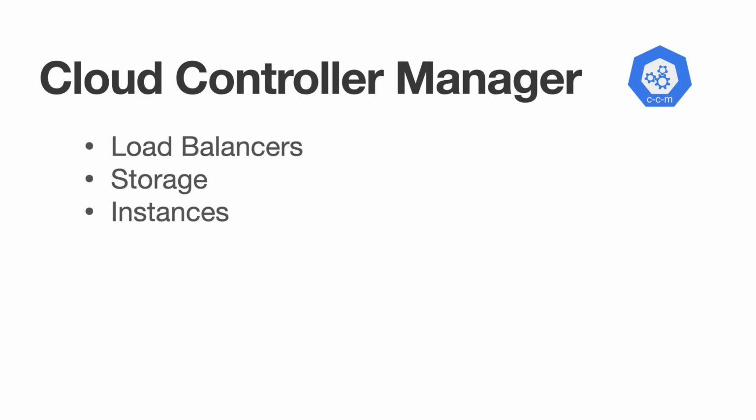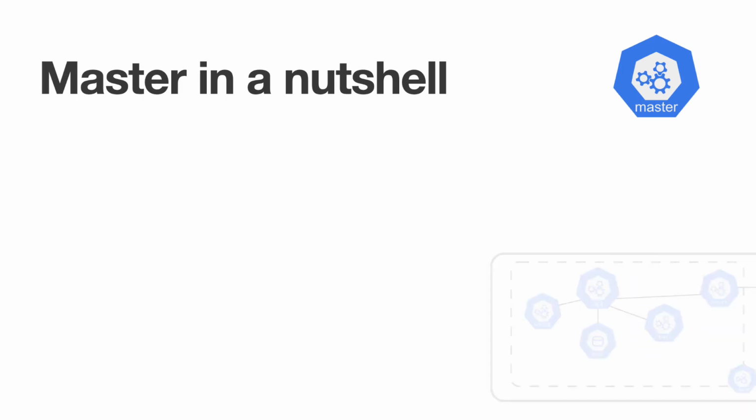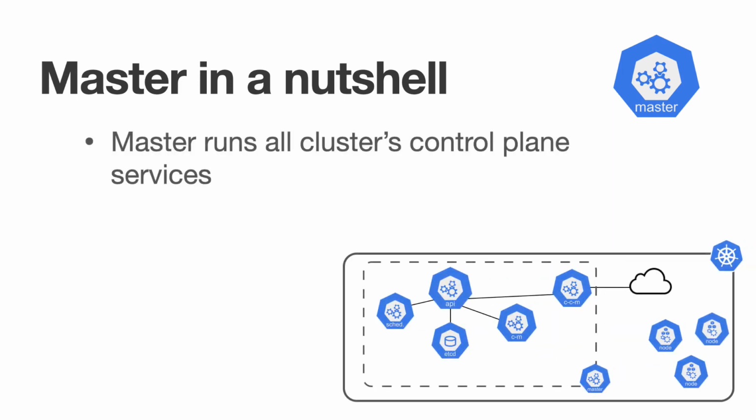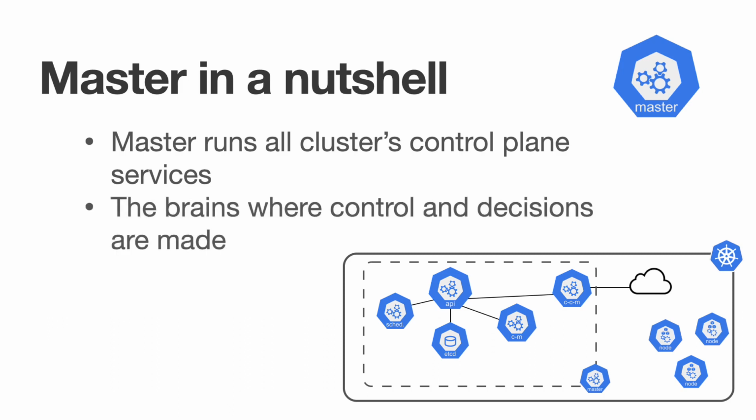So these are VMs. And to be honest, these are all of the components of the master node that make up the control plane. So the master, in a nutshell, runs all the cluster's control plane services. And as I said before, it's the brains where control and decisions are made. And there we go. You now know about the control plane and master node. Next, let's go ahead and learn about the worker nodes.